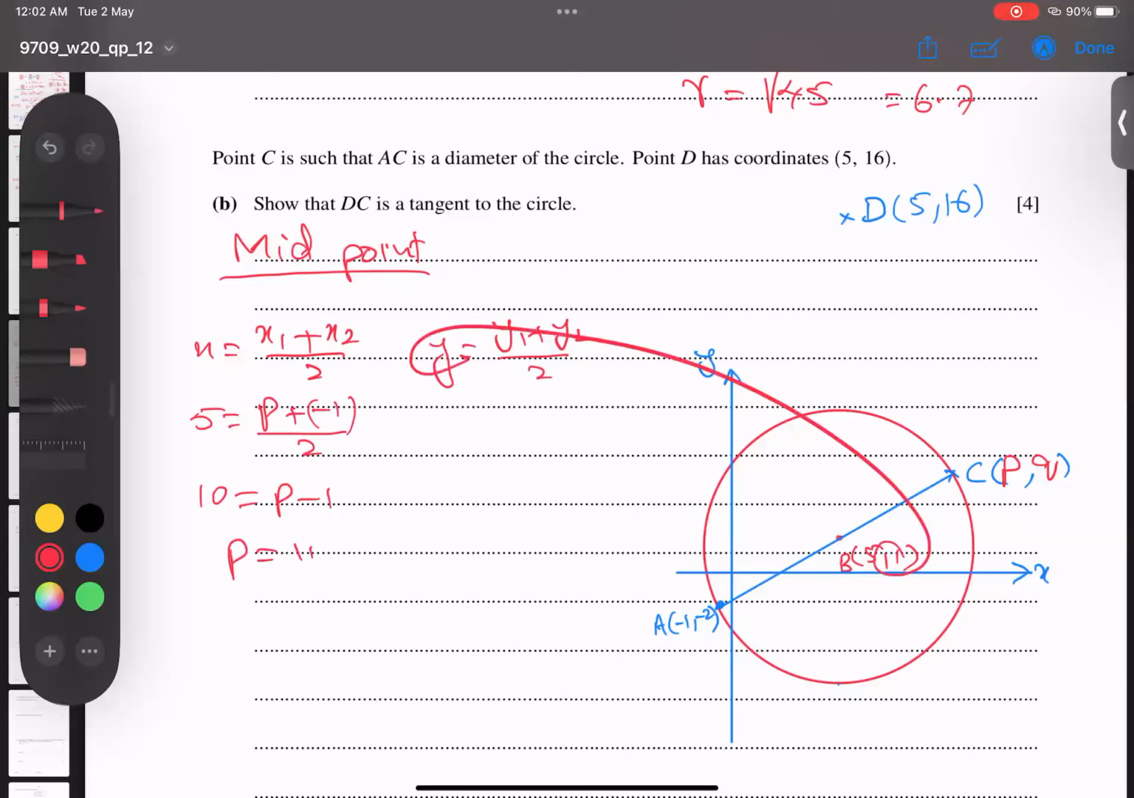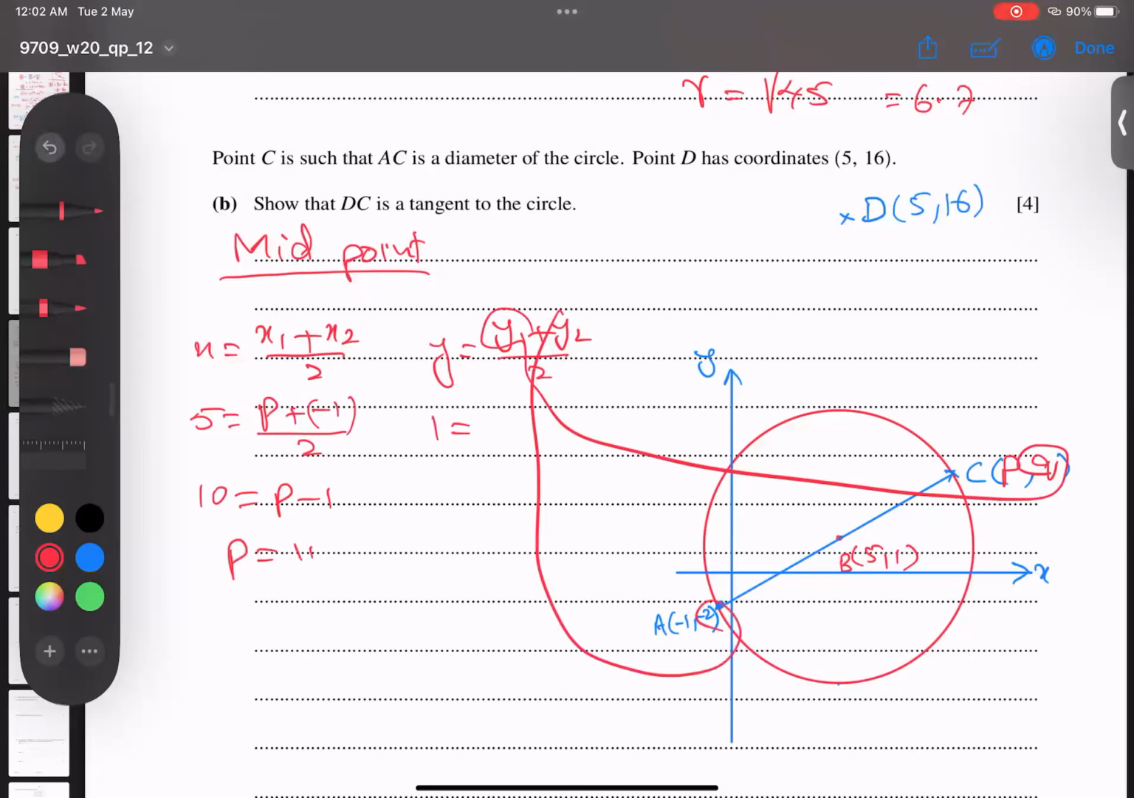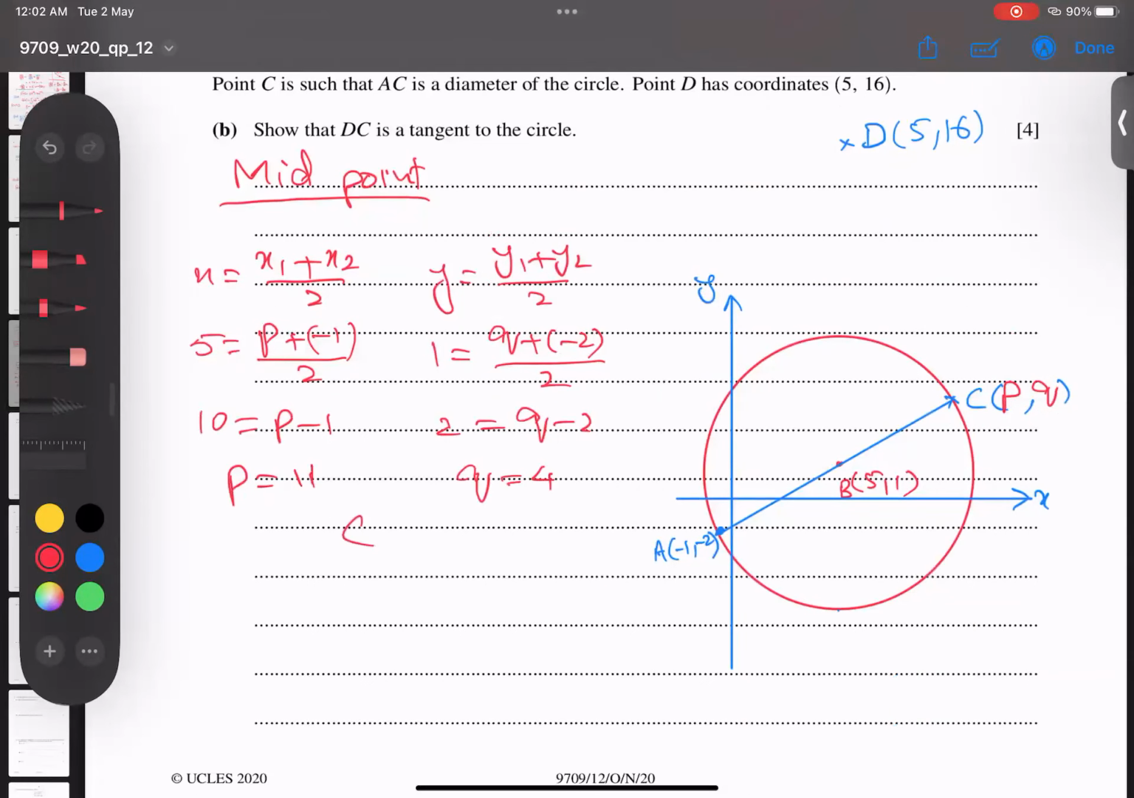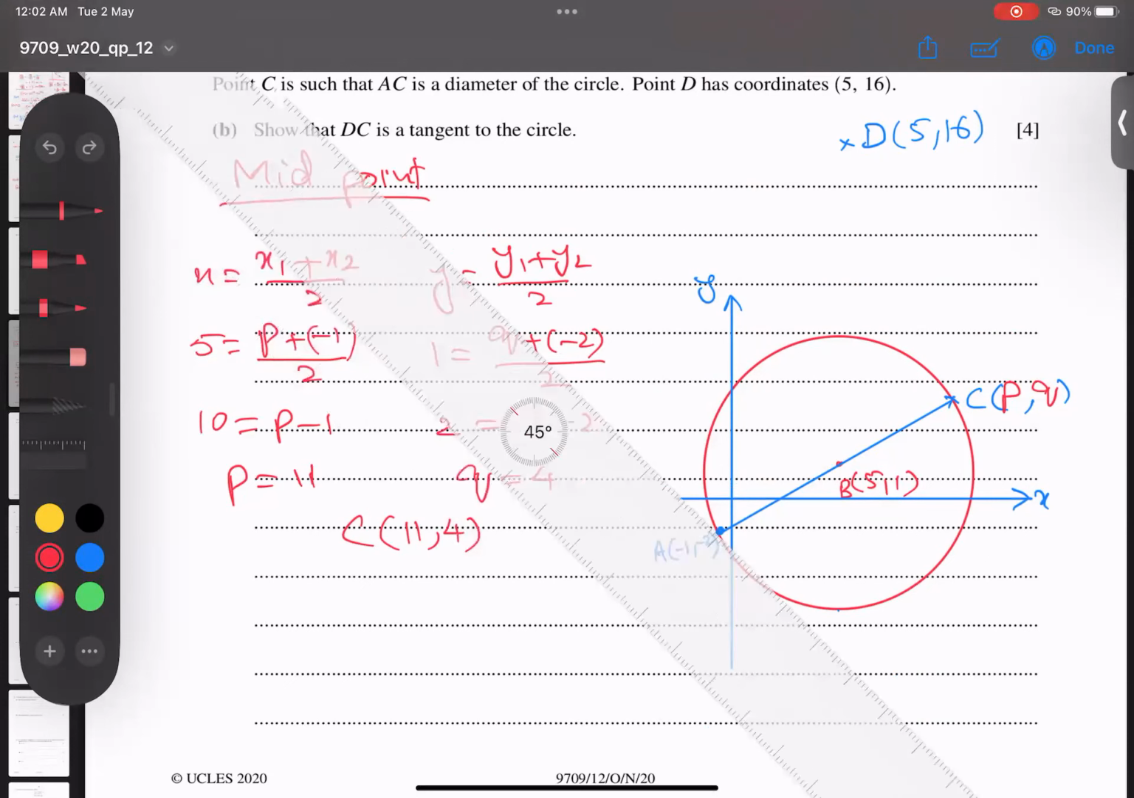Same approach, 1 goes there. And Y1 is one corner, Y2 is the second corner. So I'm writing Q plus -2, and 1 times 2 is 2. 2 goes there, I got a 4. So it means the C coordinate becomes very clear, 11, 4. Clear now. And now he's saying to use a scale and draw a tangent here.